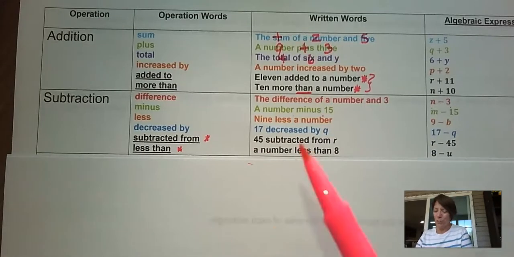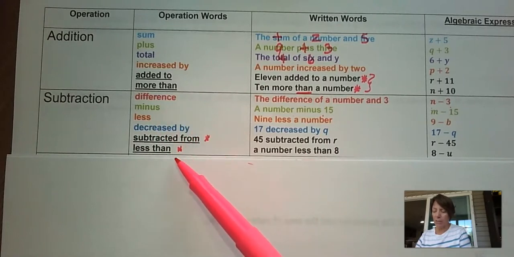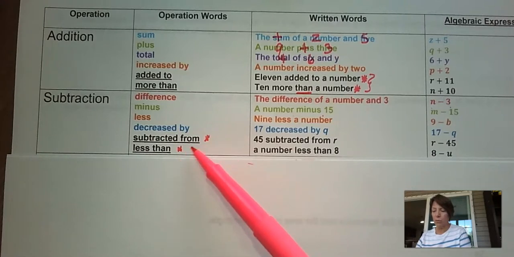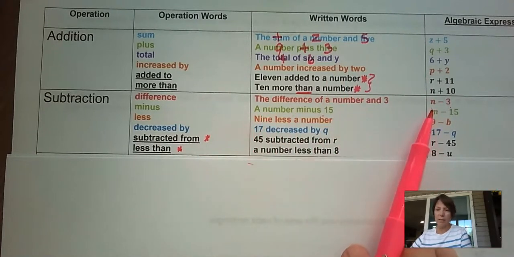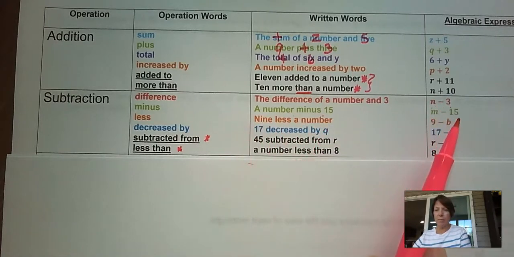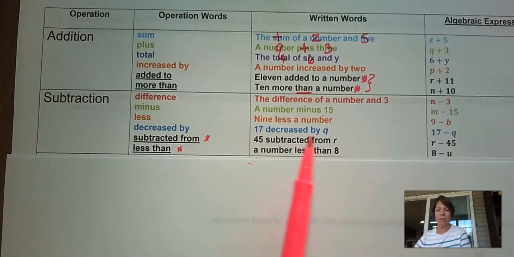Okay, let's look at some words that will mean subtraction. Difference, minus, less, decreased by, subtracted from, less than. And these two that I've highlighted are the ones where, when we have a phrase with these words in them, we know we're going to have to reverse the order of the numbers in the phrase. So the difference of a number and 3, a number, I named it n, minus 3. A number minus 15, I named it m, minus 15. 9 less a number, 9 less is minus, a number, I named it b. 17 decreased by q. 17, decrease means subtract, by q.